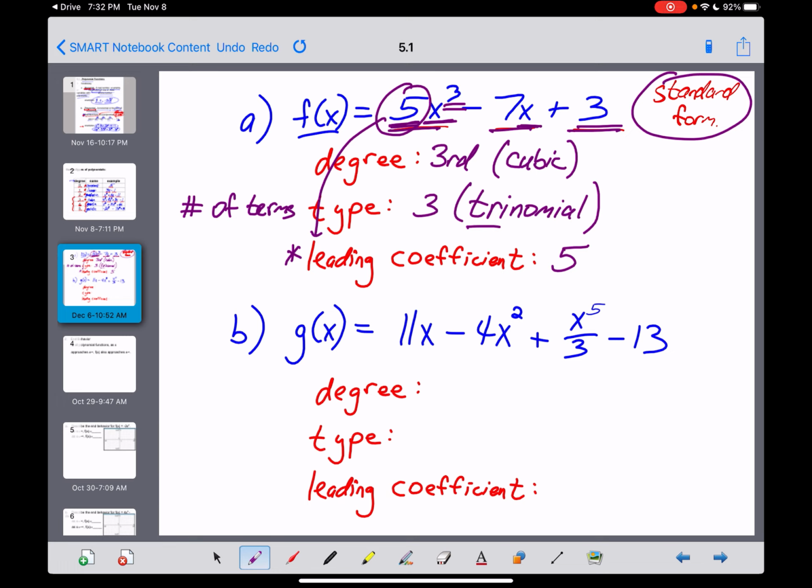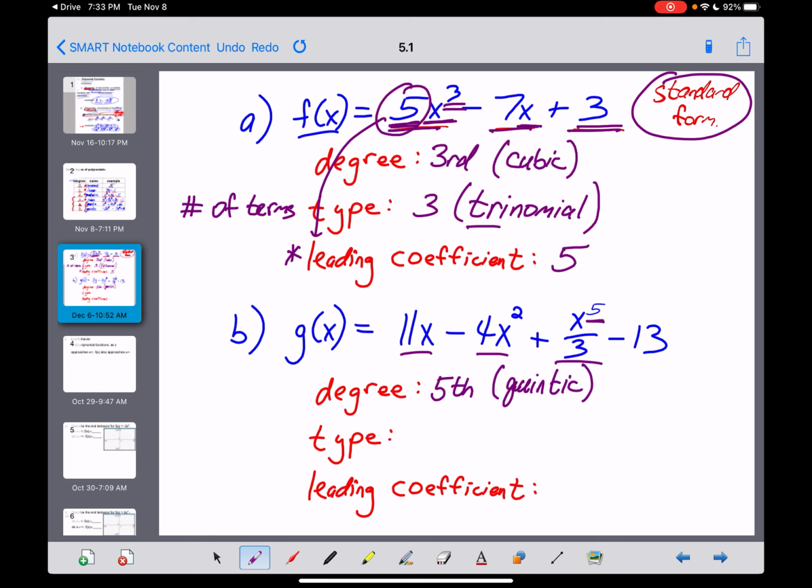All right, let's look at B here, guys. G of x equals, and I got a little messier now, 11x minus 4x squared plus x to the 5th over 3, and then a minus 13. Degree, we're looking for the highest exponent you see on your variable, and that comes right here, guys. So this is a 5th degree polynomial, and the word we'd like to get used to for that is quintic. Fun one right there.